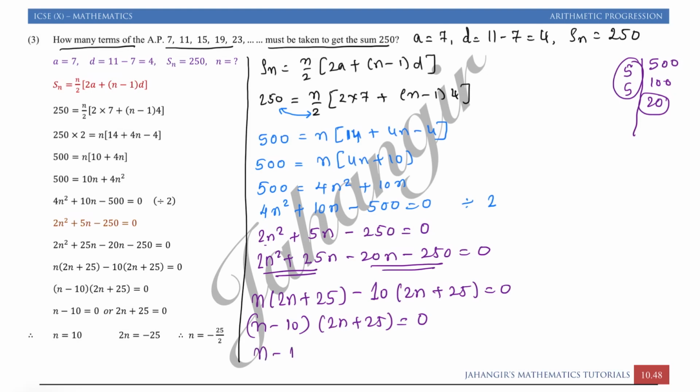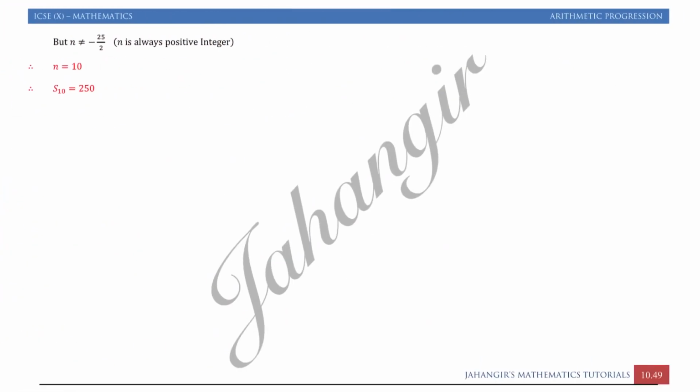So therefore n minus 10 is equal to 0, or 2n plus 25 is equal to 0. So let us write on the next page. What you get: n minus 10 is equal to 0, or 2n plus 25 is equal to 0. So therefore we will get n is equal to 10 and 2n is equal to minus 25. So therefore n is equal to minus 25 by 2.